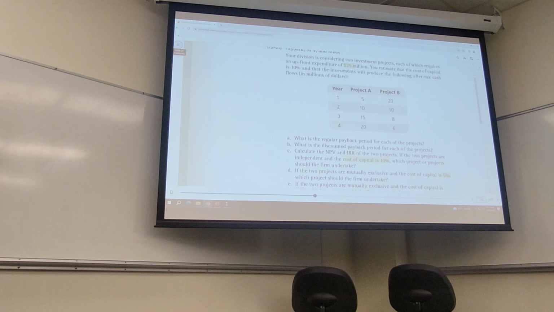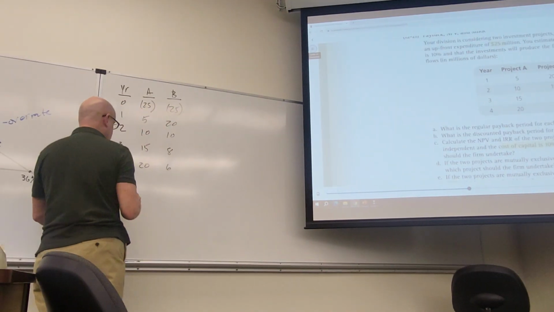So year, my cash flows for project A. They both cost 25 million up front. Okay, there's A. And put the cash flows for B up here, cost 25 million. Okay, so there's my information right there.